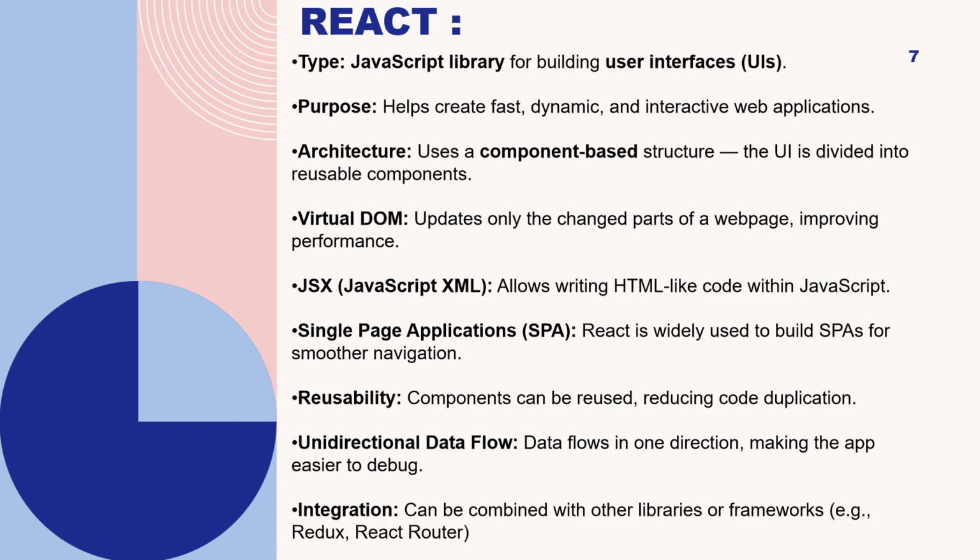It employs a virtual DOM to efficiently update only the parts of the web page that change, improving performance. React uses JSX, which is JavaScript XML. It is a syntax that allows developers to write HTML-like code inside JavaScript. It can be used with other libraries or frameworks as well, and it is often paired with tools like React Router for navigation and even Redux for state management. Overall, React.js makes building dynamic, interactive, and efficient web applications much easier.